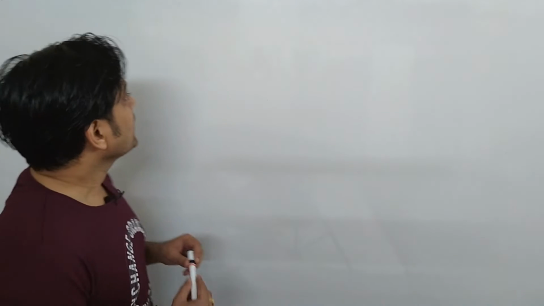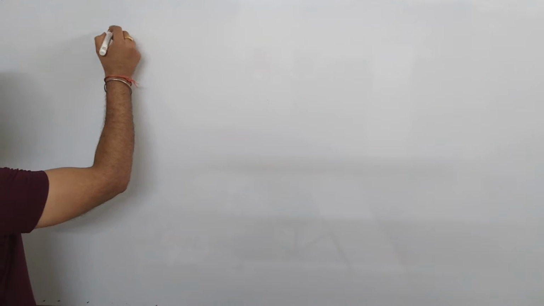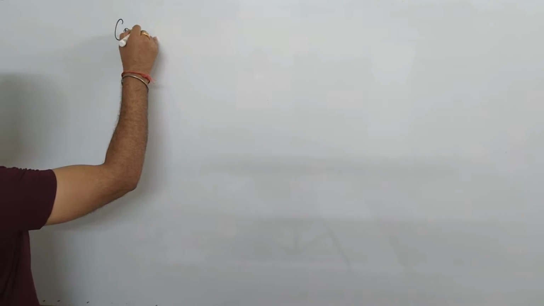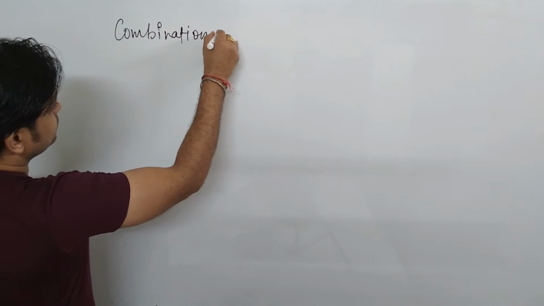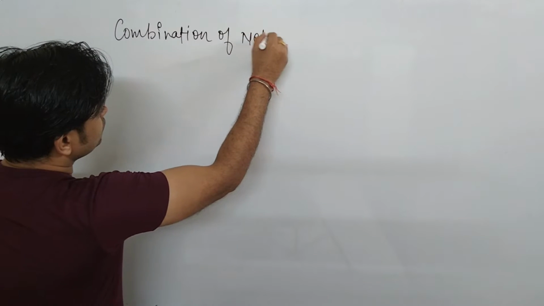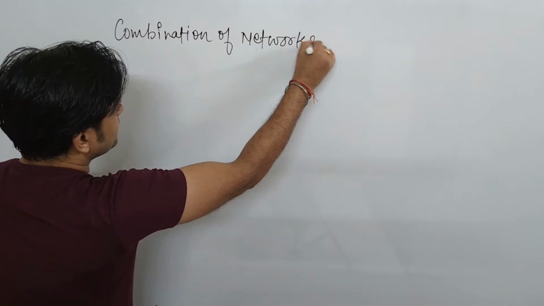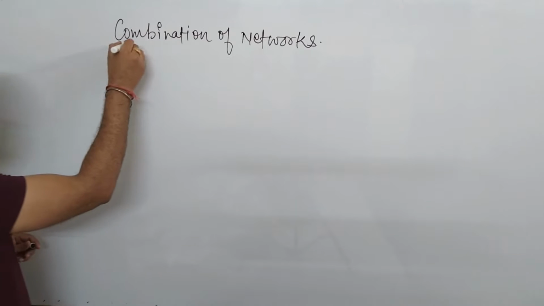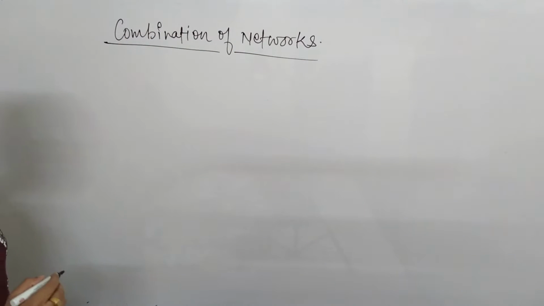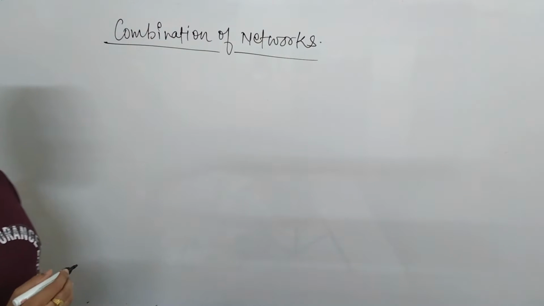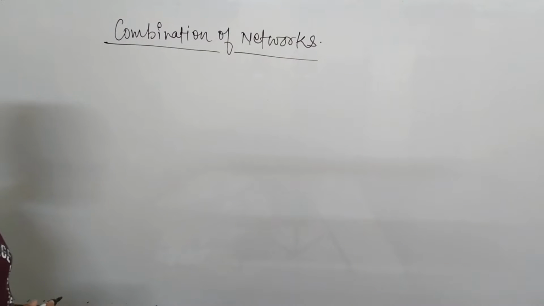Okay, so we start with our next session and it is known as combination of networks. That means when two or more than two networks are connected in different combinations, what are the different conditions and how we find the Z parameters.